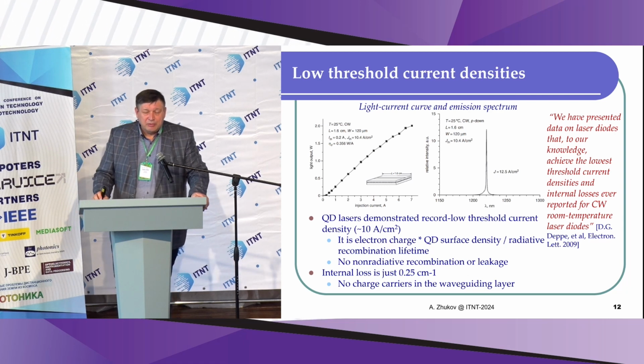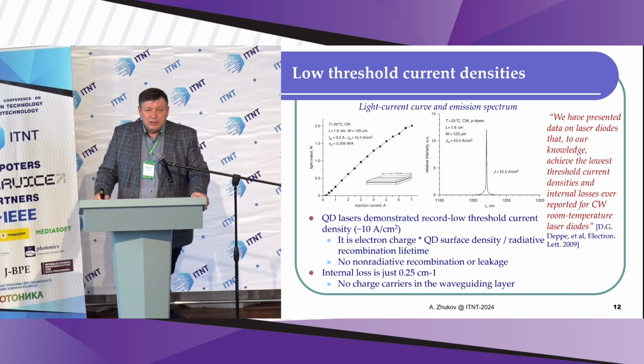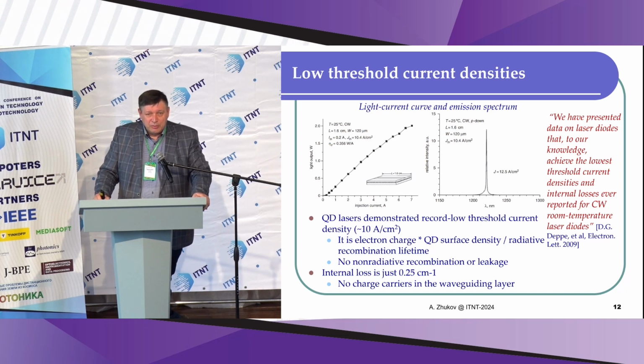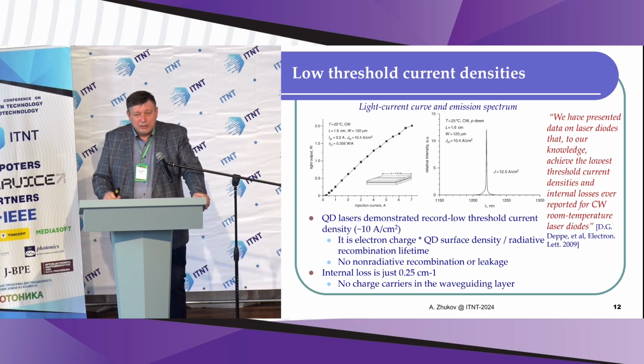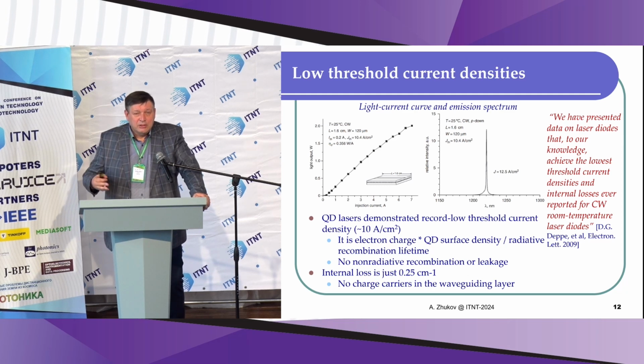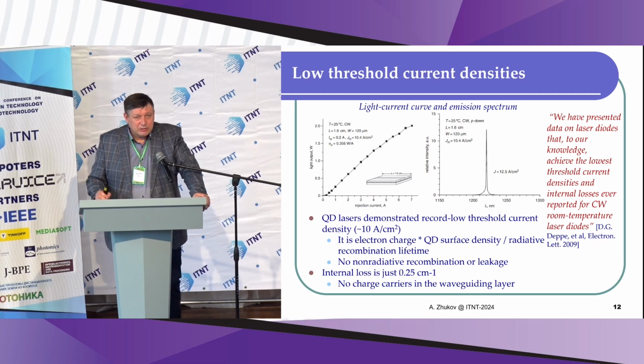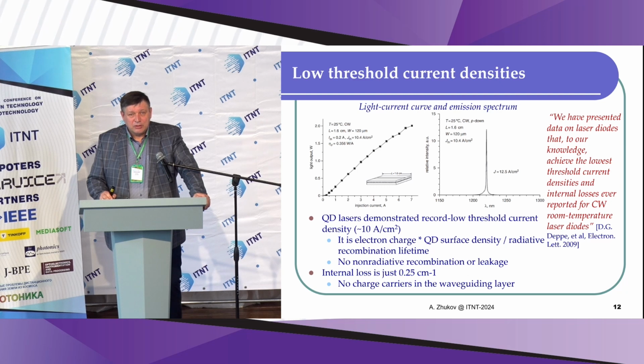Now I will just briefly demonstrate some recent, or already not very recent, achievements in the field of quantum dot lasers. Maybe the most brilliant one is the demonstration that indeed the threshold current density of quantum dot lasers can be unexpectedly low. Just 10 amps per square centimeter is required to achieve lasing at room temperature. This is exactly what is expected from the theoretical viewpoint.